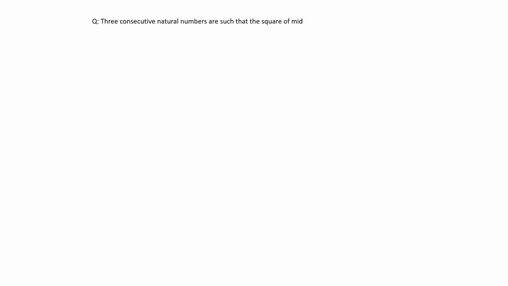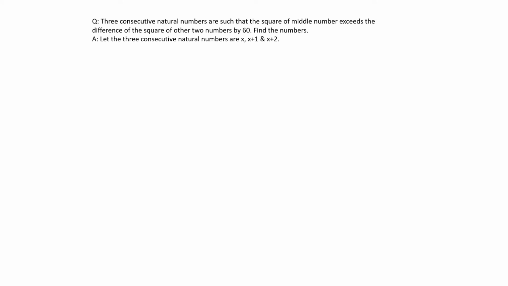Three consecutive natural numbers are such that the square of the middle number exceeds the difference of the squares of the other two numbers by 60. Find the numbers. Let the three consecutive natural numbers be x, x plus 1 and x plus 2. Now, as per the question, the square of the middle number exceeds the difference of the squares of the other two numbers by 60. That means (x plus 1) whole square equals 60 plus (x plus 2) whole square minus x square.